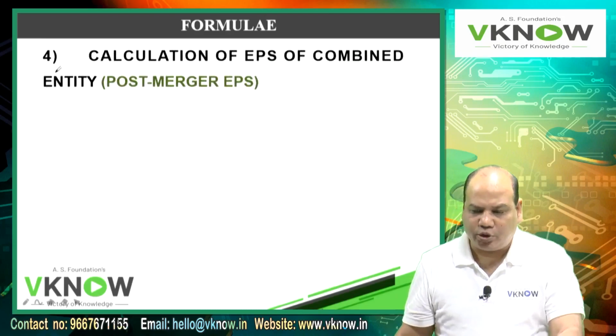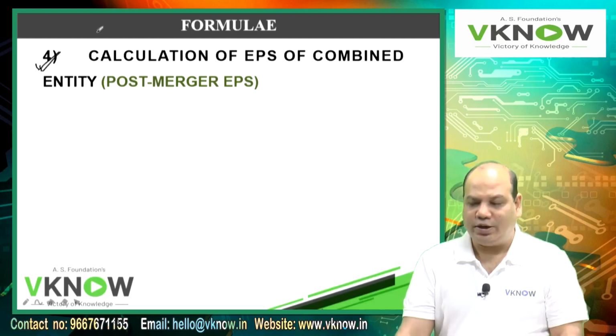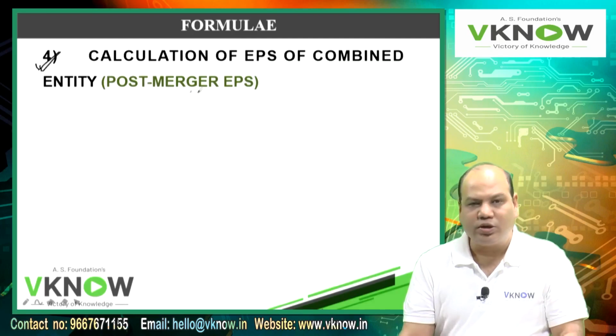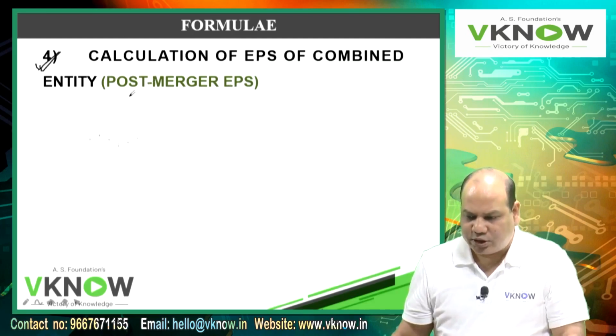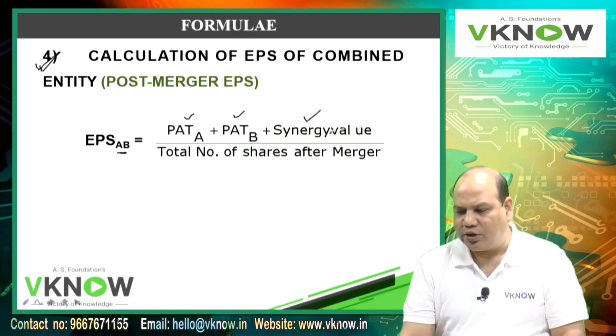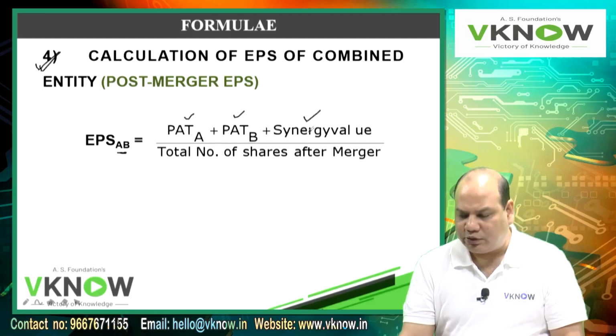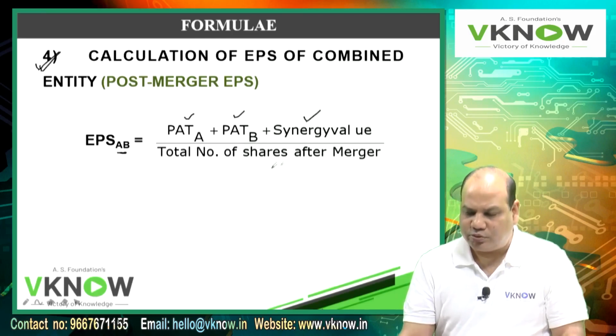Now the fourth, very important, tick mark, very important formula: calculation of EPS of the combined entity, which we will call post merger EPS. Post merger EPS formula will be EPS of combined company A and B equal to PAT of A plus PAT of B plus synergy value if any. So the numerator will be every time PAT of A plus PAT of B plus synergy value if any, divided by total number of shares after merger.